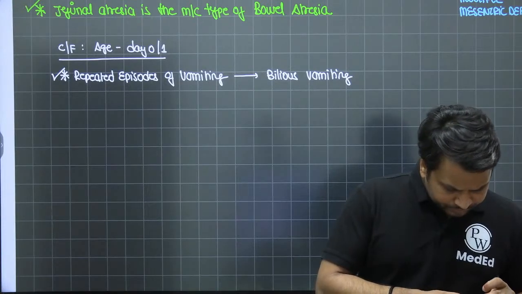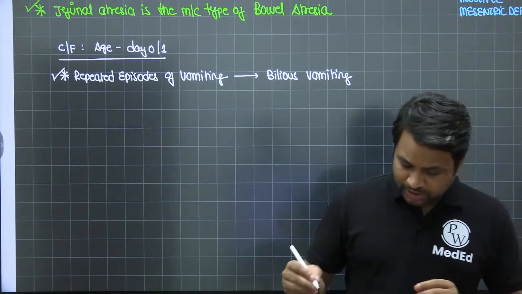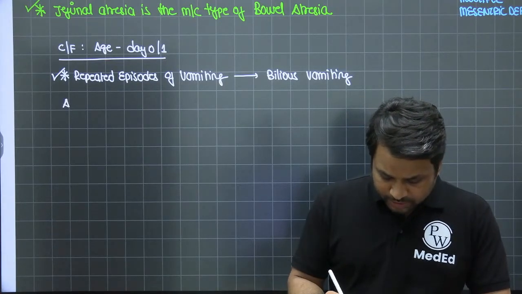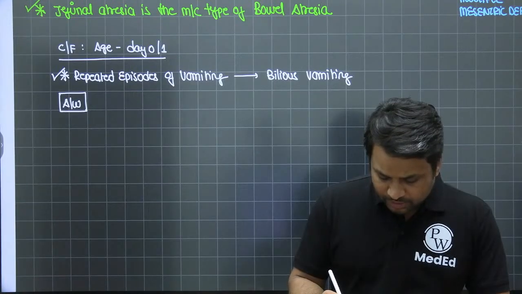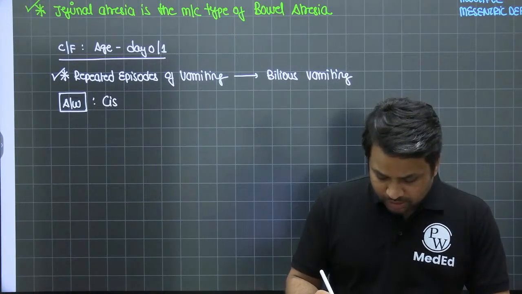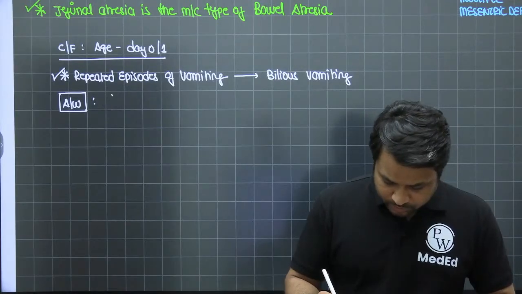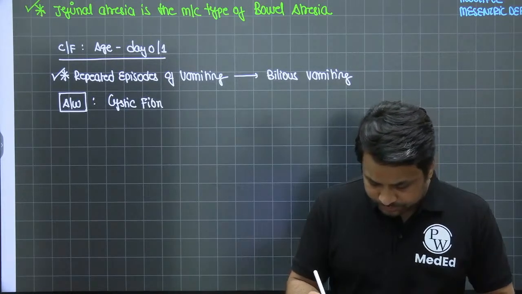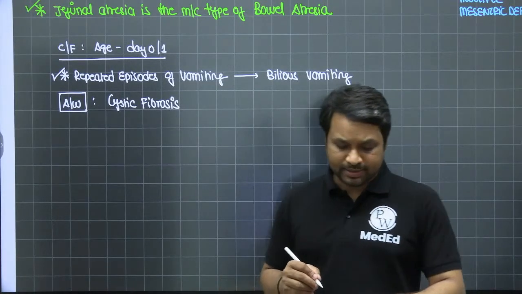Usually you will not see any other components here. The only associated congenital abnormality, right? Jejunal atresia is associated with only one disorder, that is going to be your cystic fibrosis. That's the only disorder that jejunal atresia is associated with.